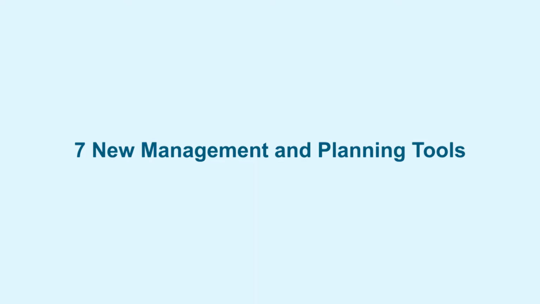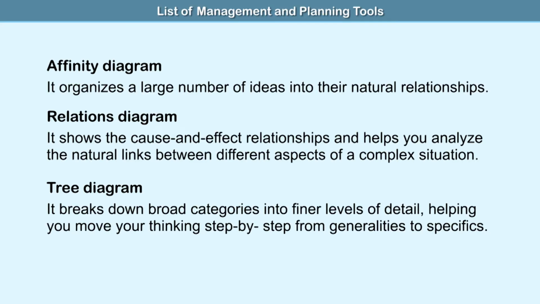There are 7 new management and planning tools in addition to the old quality management tools. The 7 management planning tools, listed in an order that moves from abstract analysis to detailed planning, are Affinity Diagram. It organizes a large number of ideas into their natural relationships.